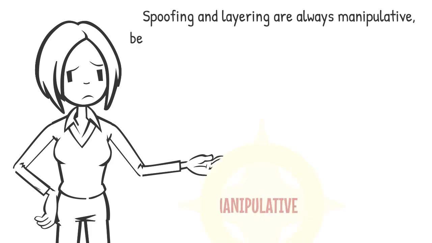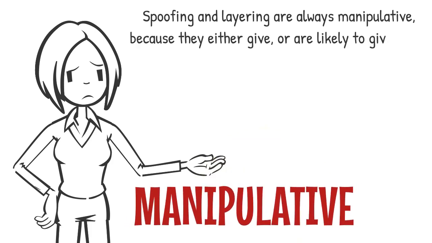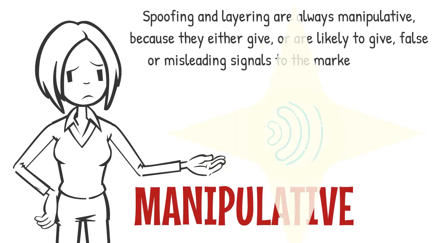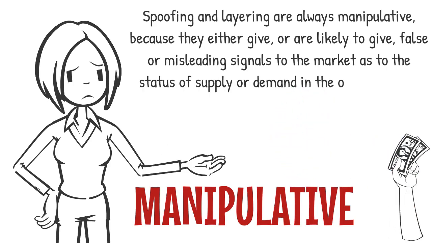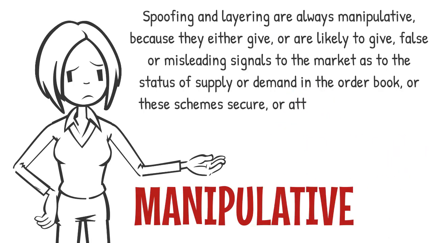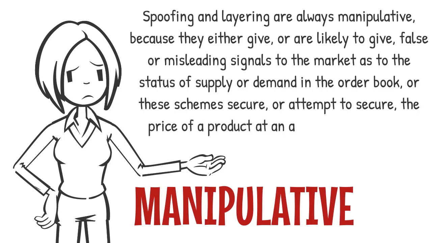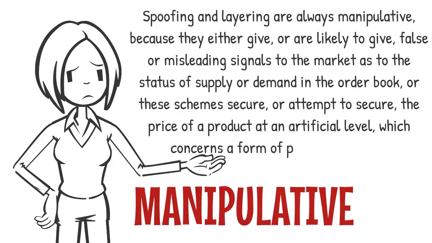Spoofing and layering are always manipulative because they either give or are likely to give false or misleading signals to the market as to the status of supply or demand in the order book, or these schemes secure, or attempt to secure, the price of a product at an artificial level, which concerns a form of price positioning.